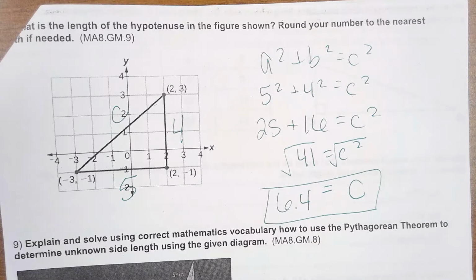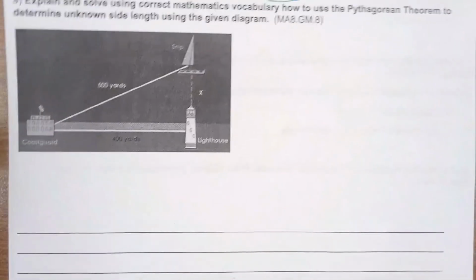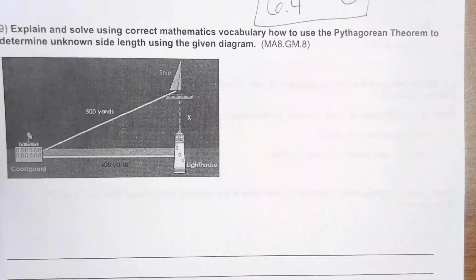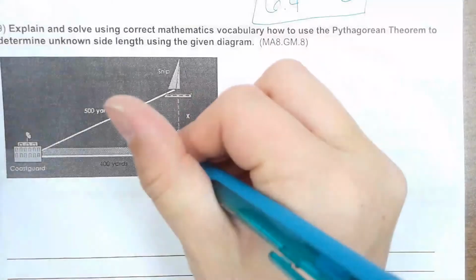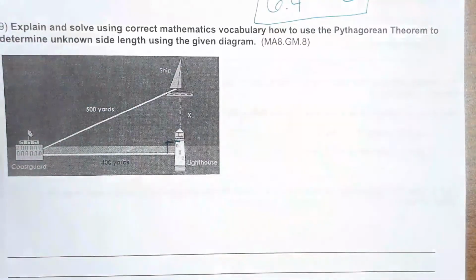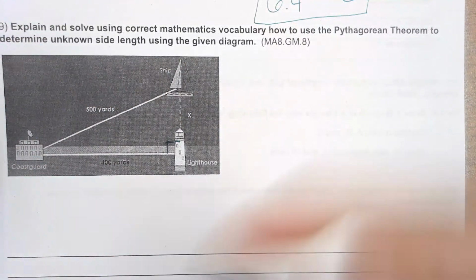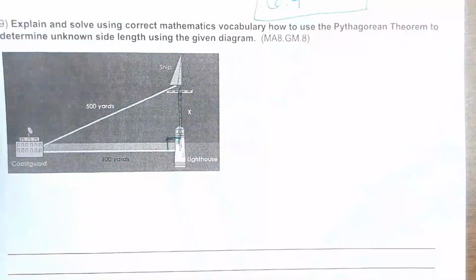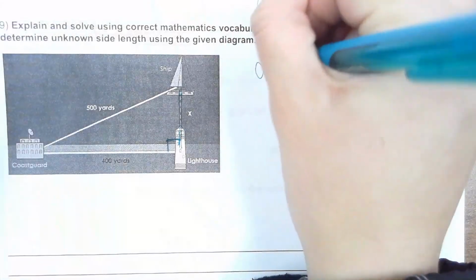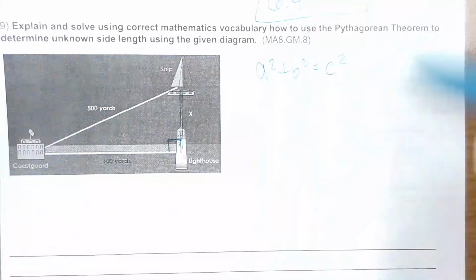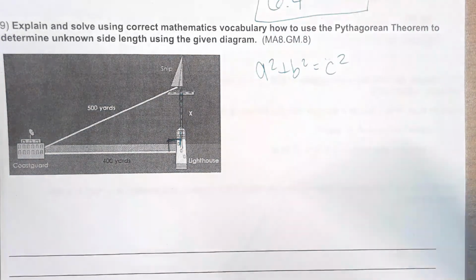All right, number 9 says to explain and solve using correct mathematics vocabulary how to use the Pythagorean theorem to determine the unknown side length of the given diagram. So what you will do first is solve it like normal. As you can see, my right angle is down here by the lighthouse, and I am trying to find one of the legs. So the first thing we need to do is solve it so that we can take this step by step when we go to explain it, okay?